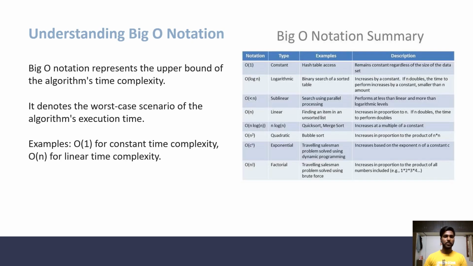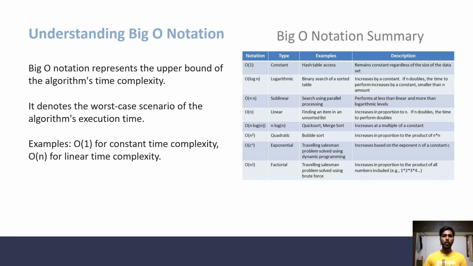Understanding big O notation. Big O notation represents the upper bound of the algorithm's time complexity. It denotes the worst case scenario of the algorithm's execution time. Examples: big O(1) for constant time complexity, big O(n) for linear time complexity. Now let's see the big O notation summary. Big O(1) is constant type. It is used in hash table access. The description: it remains constant regardless of the size of the data set.